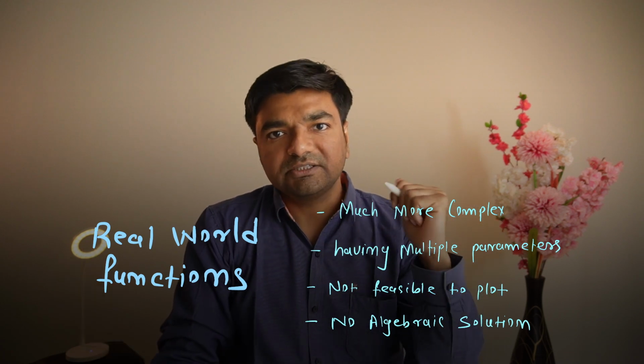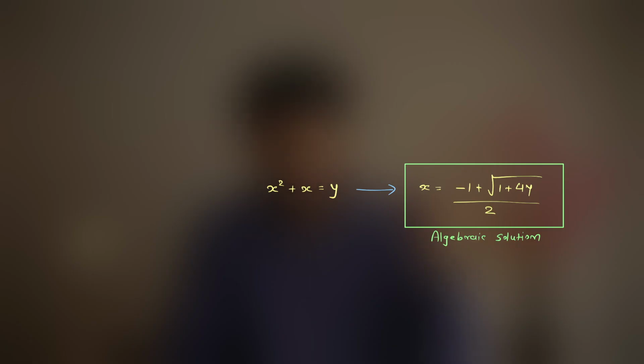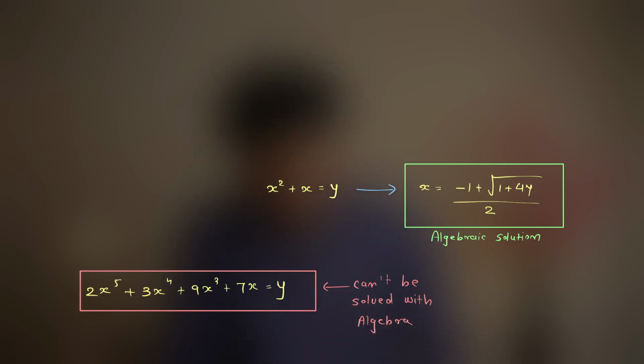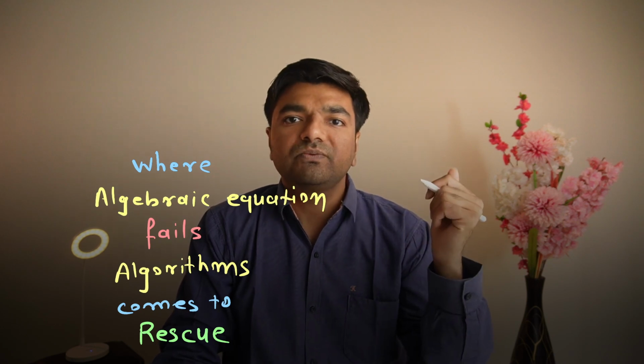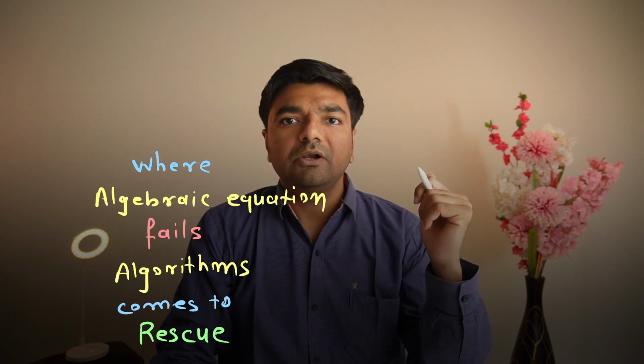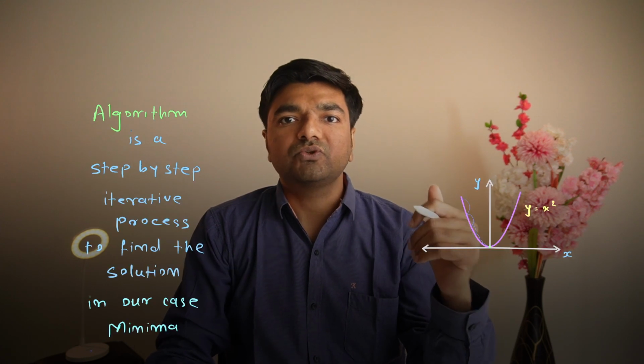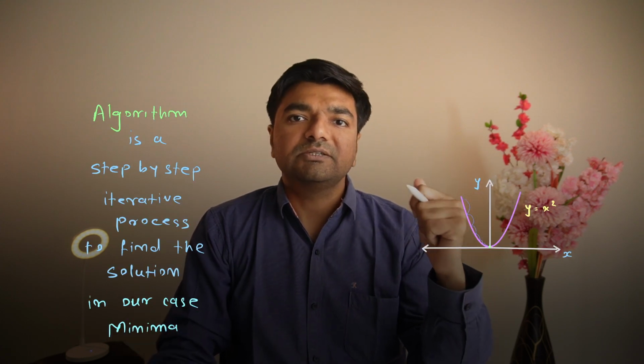For example, take this equation x square plus x is equal to y. This is a simple equation and it can have an algebraic solution, so we can calculate the x value from this formula. But if the function is that much complex, like 2 into x raised to 5 plus 3 into x raised to 4 plus 9 into x cubed plus 7x is equal to y, then we can't solve this algebraically, because there is no way to isolate this x. So wherever an algebraic solution fails, an algorithm comes to the rescue. An algorithm is a step-by-step iterative process to find the solution. In our case, that is the minima of a function.